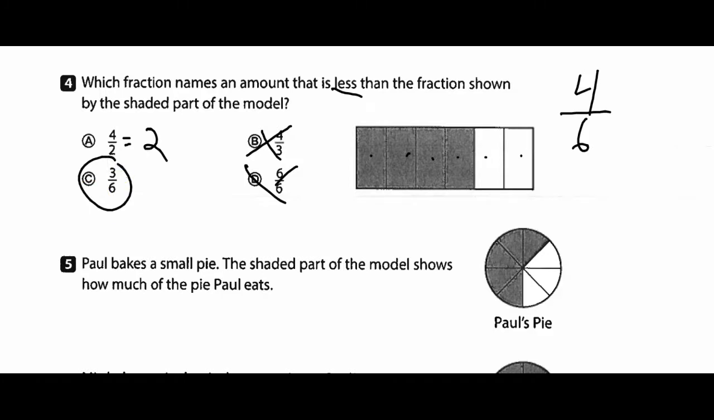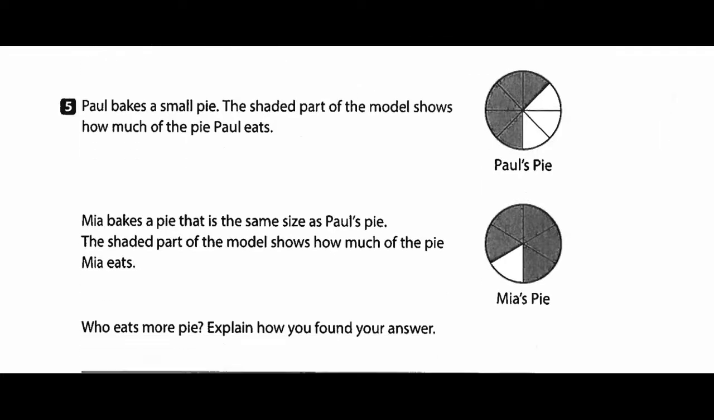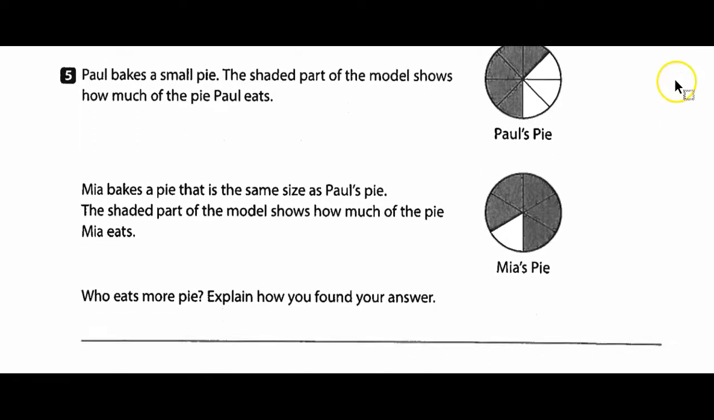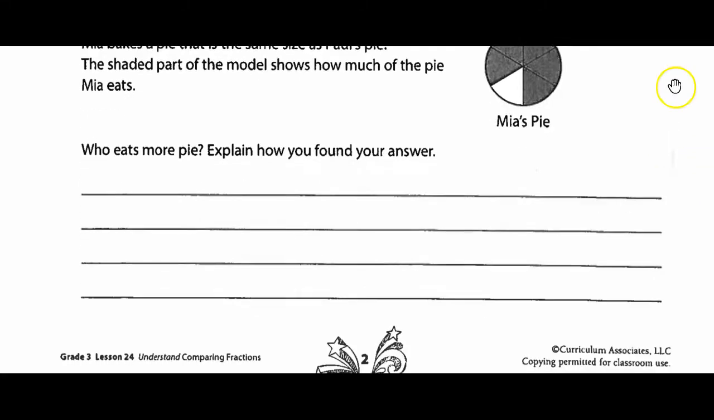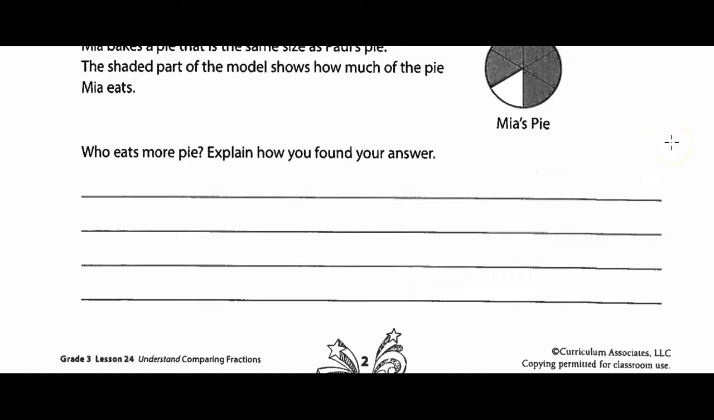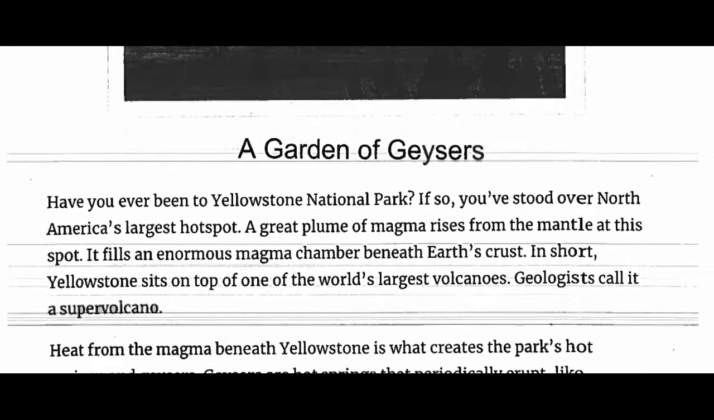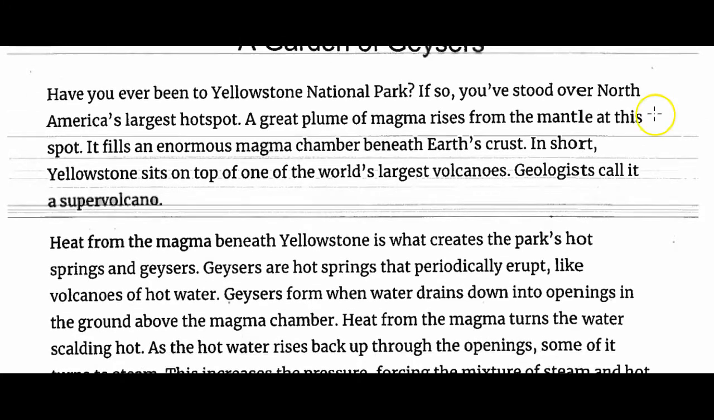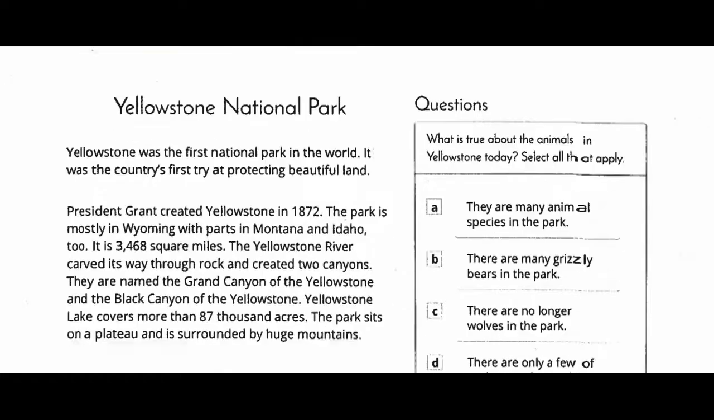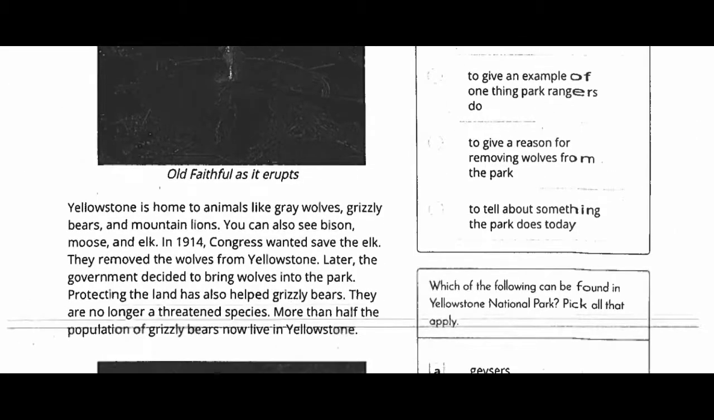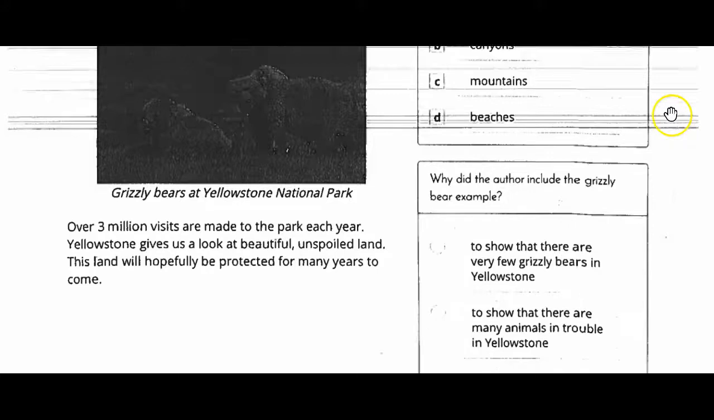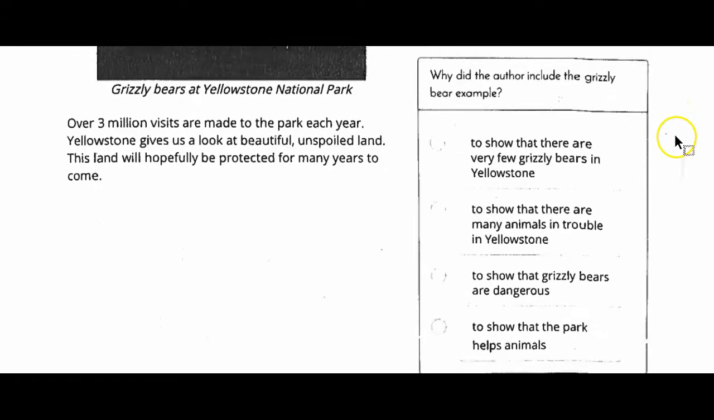And then you'll do number 5, which is the next one here. Who eats more pie, Paul or Mia? Tell me why. Explain it, and then you'll do your reading. Here's your text. There's some more text right here. And then answer the questions. Actually, answer the questions on the side.